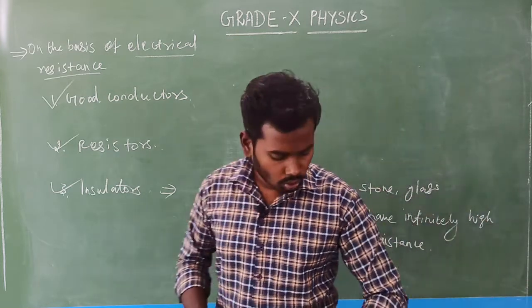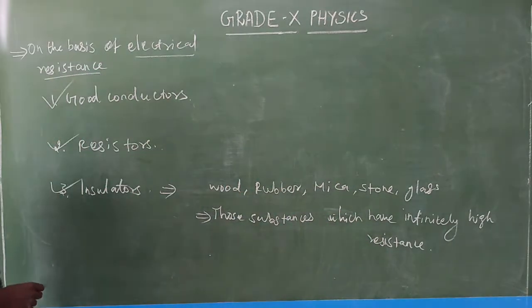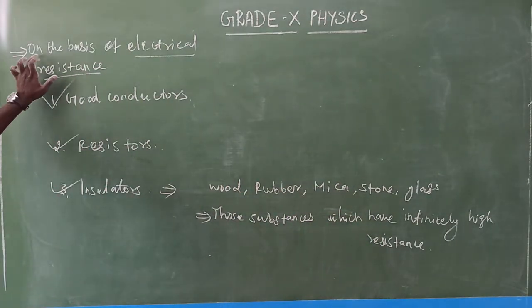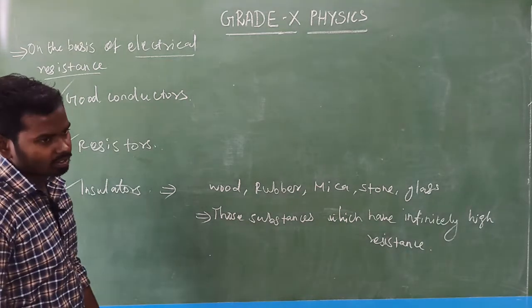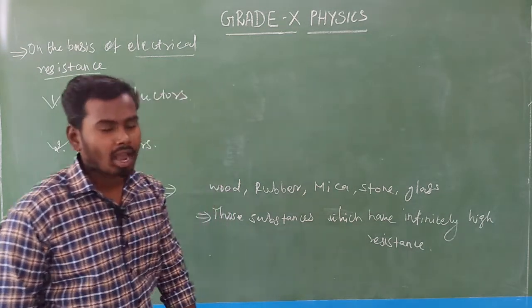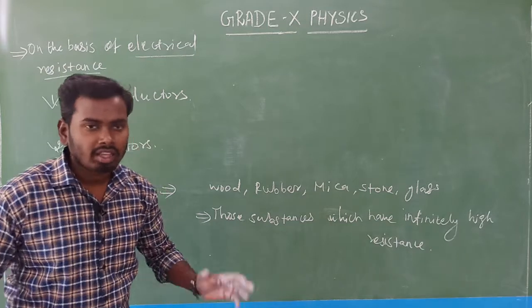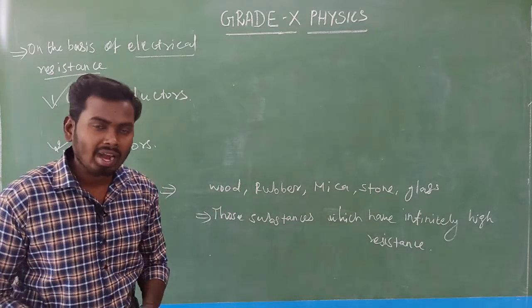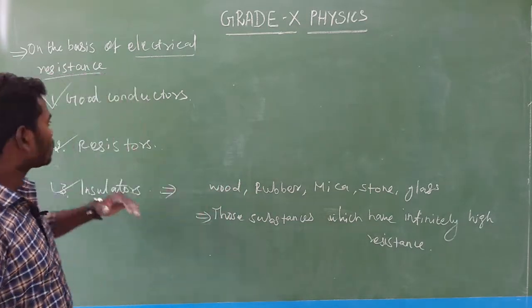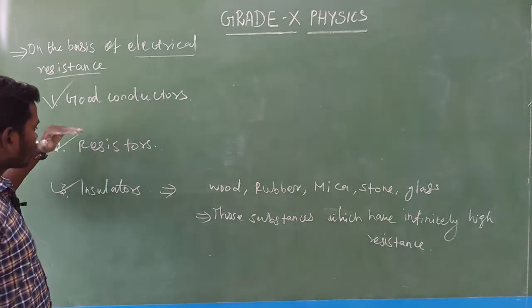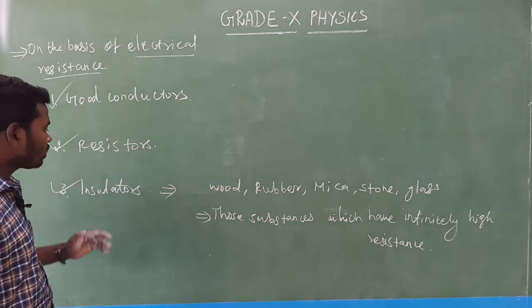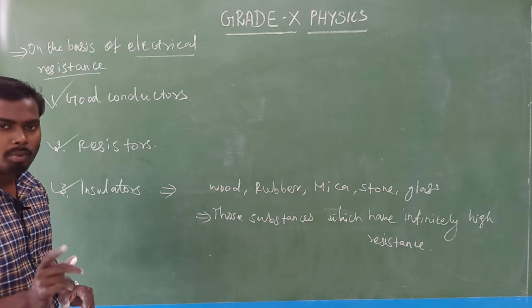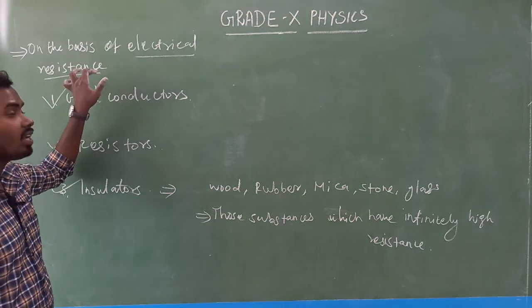So again, you compare the three things. On the basis of electrical resistance, all things around us can be categorized into three groups. First one, good conductors, second one, resistors, and third one, insulators. On what basis? On the basis of electrical resistance.